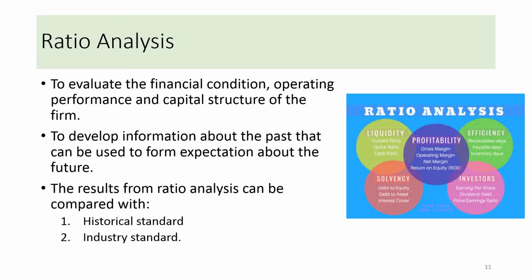Financial ratios are used to evaluate the financial condition, operating performance, and capital structure of the firm. Ratio analysis can be described as like a physical examination at the doctor's office. The results from ratio analysis can be compared with historical or industry standards. When using historical standards, investors compare the company's ratios from one year to the next. When using industry standards, investors compare a particular company's ratio to those of other companies in the same line of business.